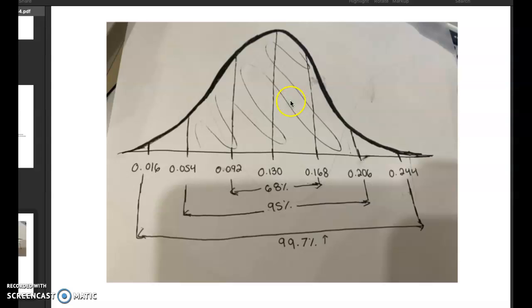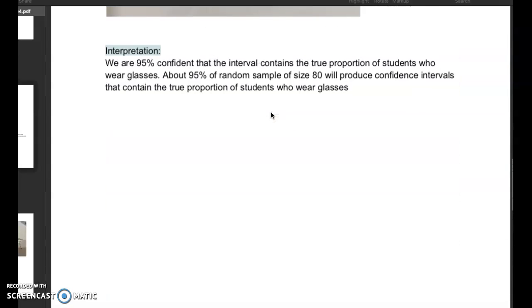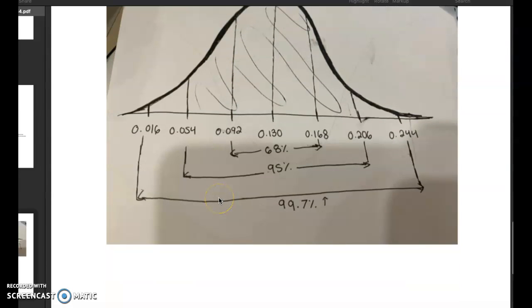And last but not least, my model. So this is basically how it looks, 0.13 right in the middle, and then the standard deviation added onto each next number, which is 0.038. So that's how I got these numbers. And then subtracted with the standard deviation over here. That's how I got these numbers. Then I labeled it 68%, 95%, 99.7%. And then the shaded region right here is basically my 95% confidence interval. So that's that.